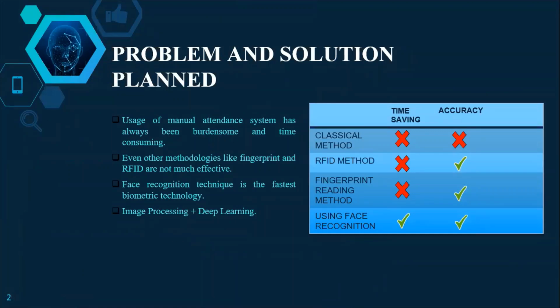As we can see in the table, when it comes to the classical method, it is neither time saving nor accurate, because students can cheat by answering the attendance for other absentees. Coming to RFID cards, it is accurate, but it is not time saving. And the same goes for fingerprint reading methods, because when there are a large number of students, it slows down the process of attendance marking. That is the reason we are presenting the facial recognition technique, as it is one of the fastest biometric technologies, with the use of image processing and deep learning.